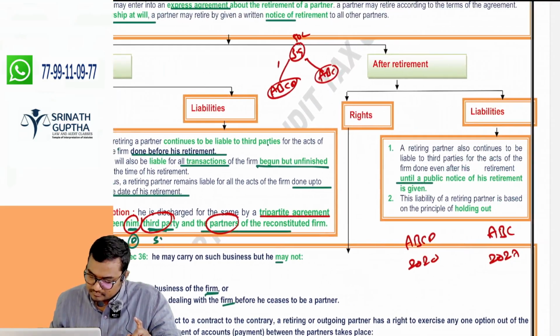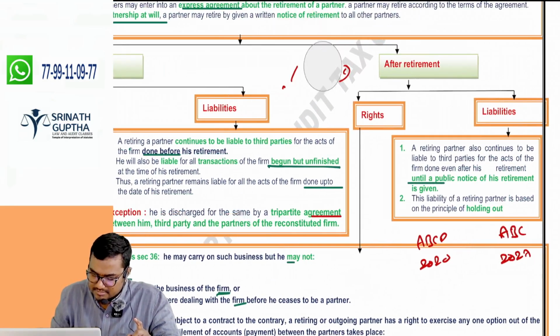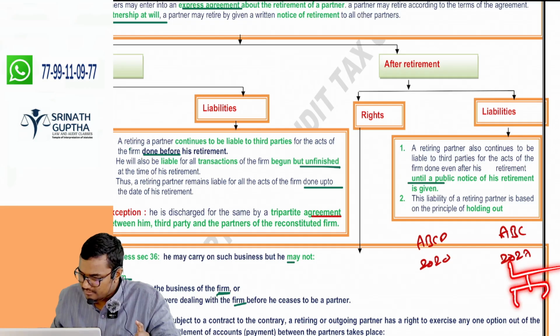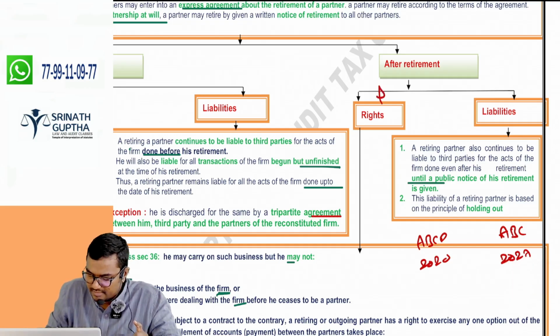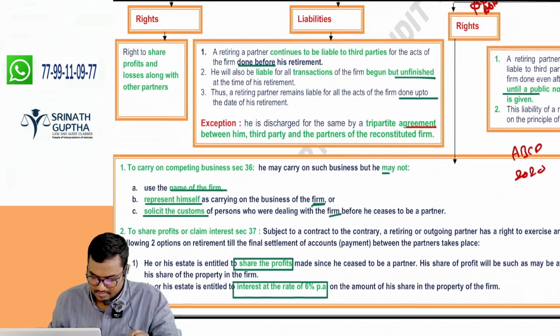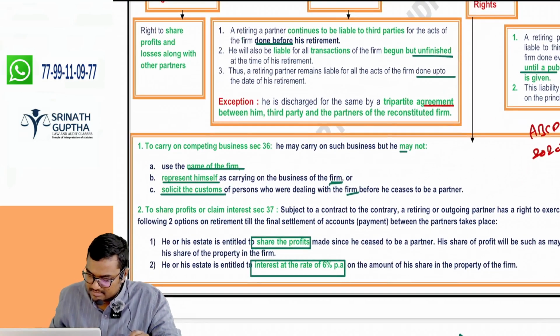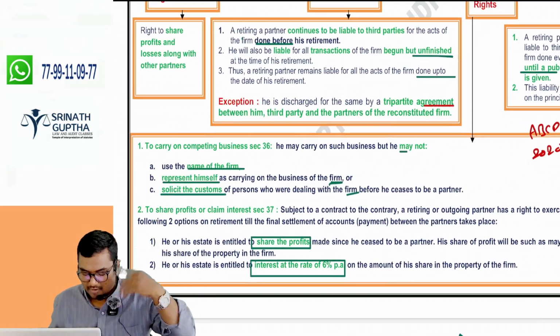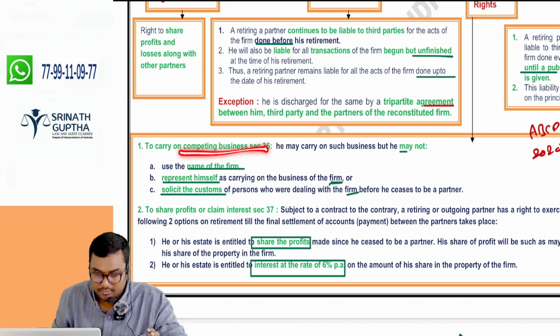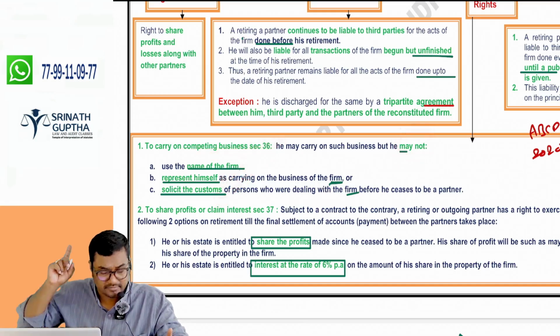Next, after retirement, his rights and duties. This one is very, very important. Rights: after retirement, right now ABCD are doing the fans business. After retirement, he can do a competing business of the old firm, but he should not use the firm name, should not represent himself as a partner, and should not solicit the customers of the old firm.